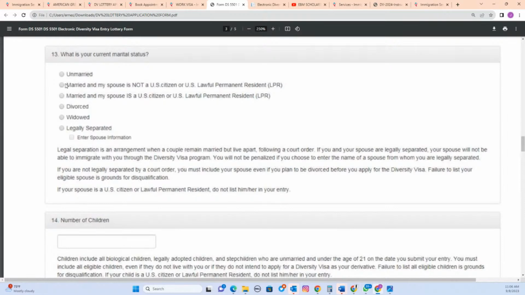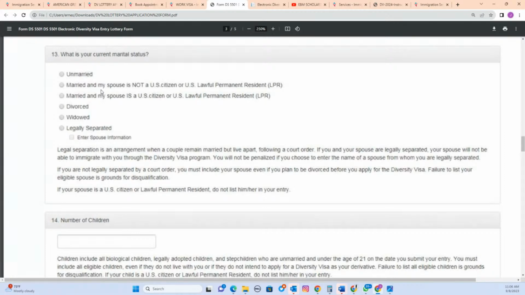You don't need to list. The same way, if your child is a U.S. citizen, you don't need to add that child. You'll be good because they don't need to be given the green card because they have it. So that is what I'm trying to explain. So don't try to manipulate the system. Put it the correct way.